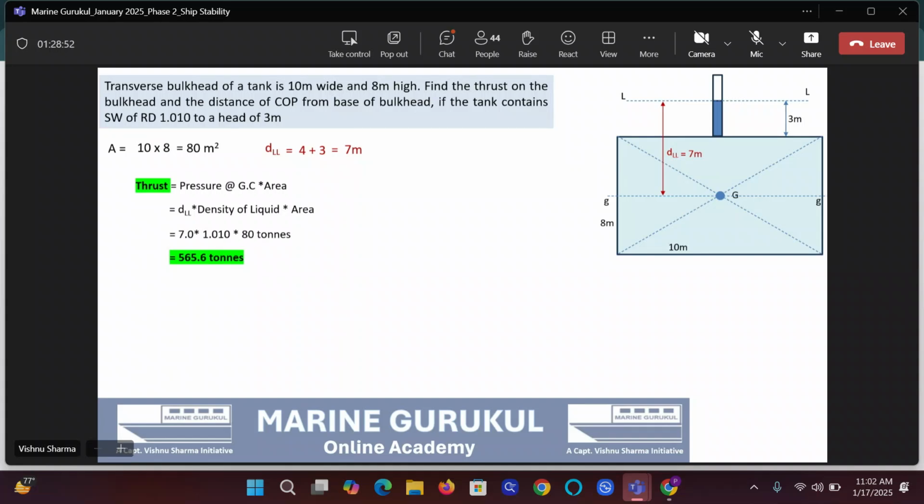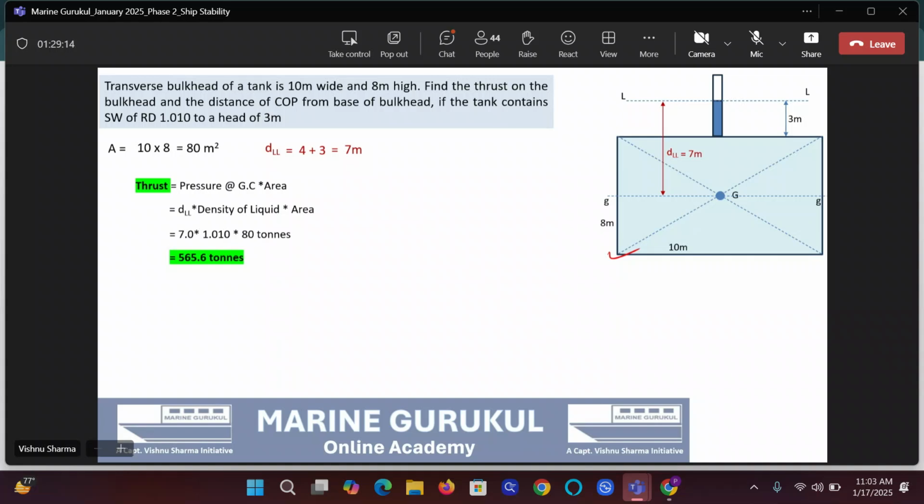Everybody is good with thrust, guys? The first part of the question? Yes or no? Yes, sir. Second, he wants the distance of the COP from the base. The base is the base of the bulkhead, guys. But my formula will never be from the base. Can you, in your mind, revise the formula once again?